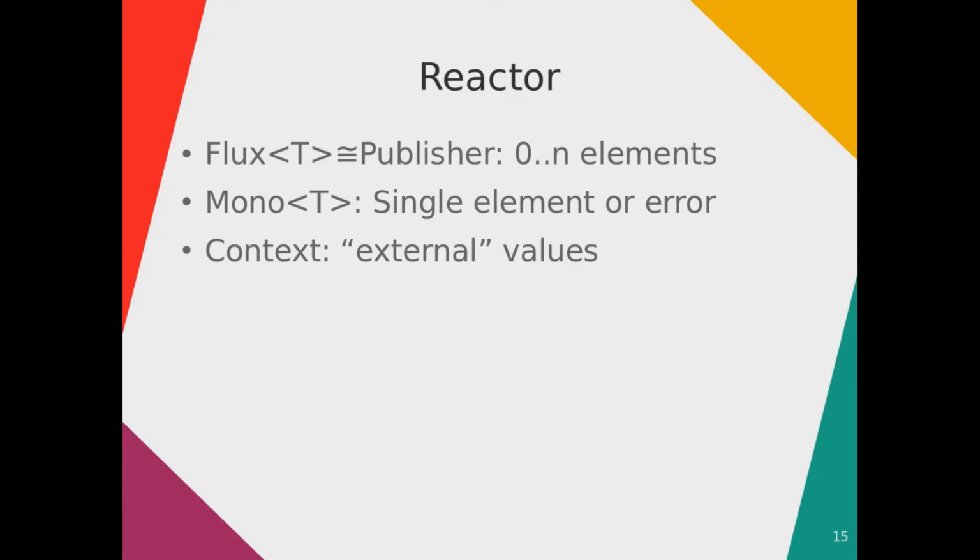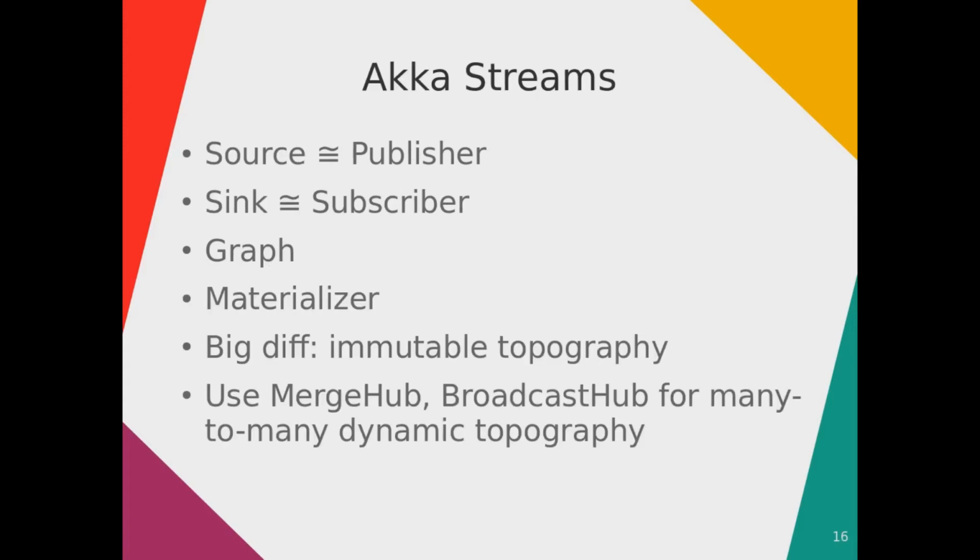In Reactor, the type is called Flux for having 0 to n elements, and that is essentially a Publisher. It has a Mono type for a single element, and it also has an additional thing called a Context, which you can use to store side values or external values to your subscription. It's basically associated with a subscription. The other libraries don't have a similar concept to this, as far as I can tell. That's something to keep in mind.